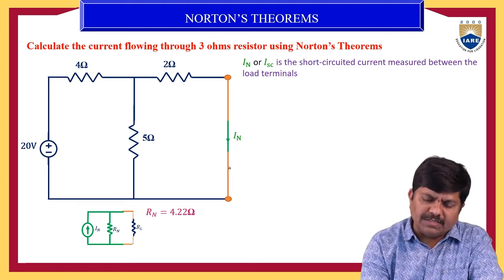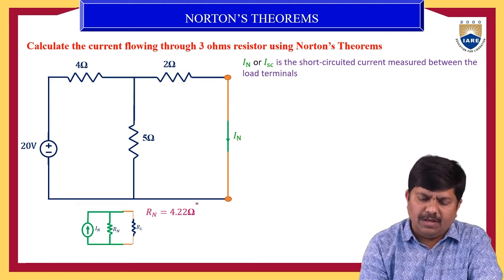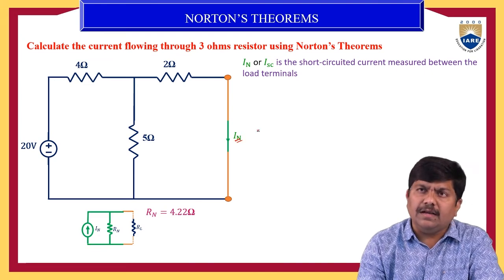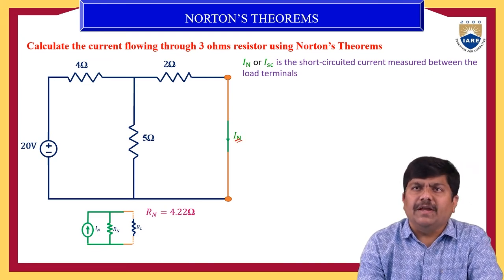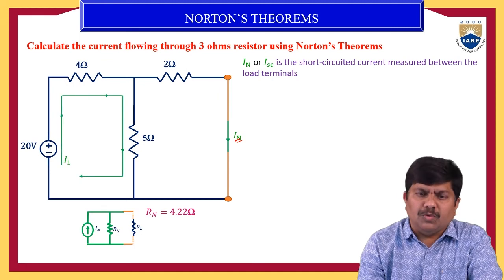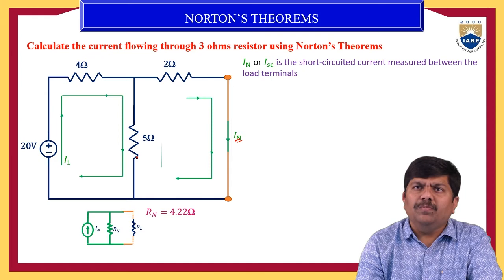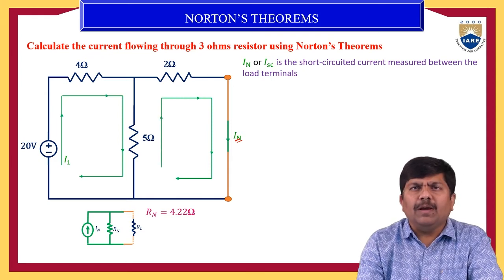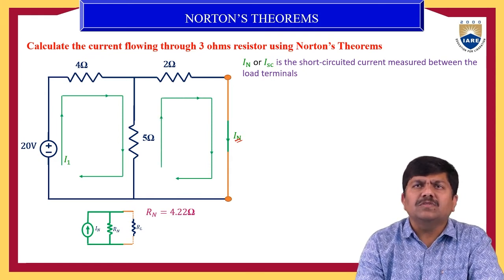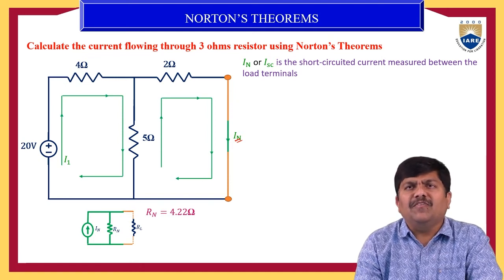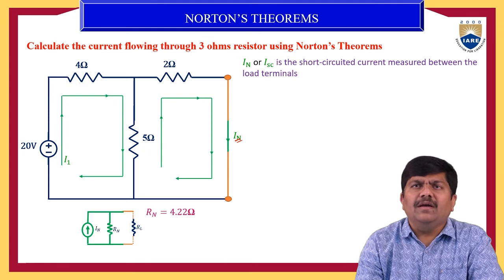So once the load is short circuited, how much current is flowing? That is nothing but the Norton current, which you have to determine here. So how can we do that? This is a simple loop, and this is another loop. By applying KVL or KCL, the fundamental laws in electrical engineering, we are going to determine the IN value.